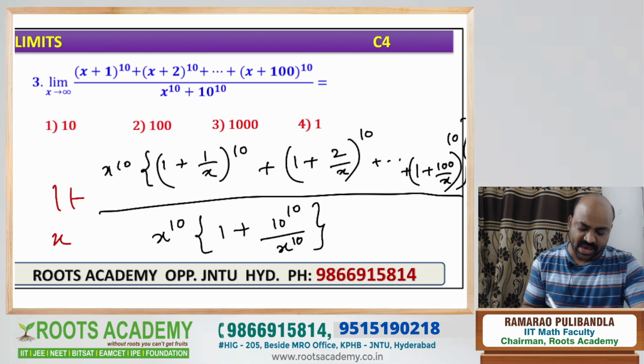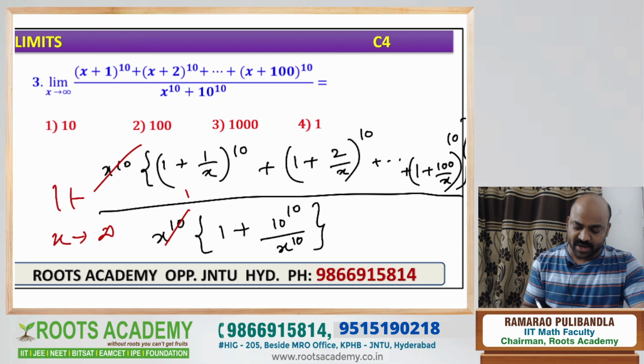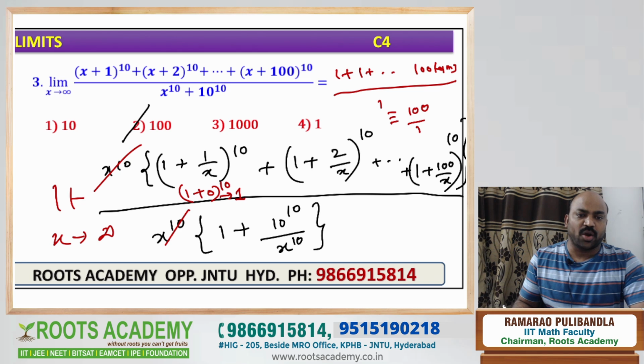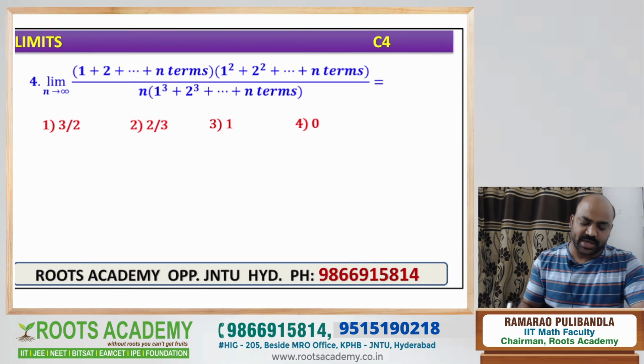Can anyone say here? These two cancel. This is becoming (1 plus 0) whole power 10, which is nothing but 1. So this is 1, this is 1, this is 1. How many ones, Rabbi? 1 plus 1 plus 1, 100 terms, by x1. So the answer is 100 by 1. So option 2. Are you able to follow me? How I am applying everything? Move to the third question here.